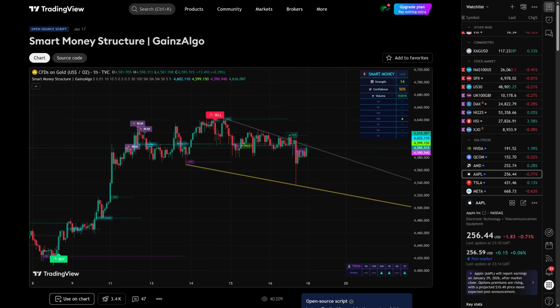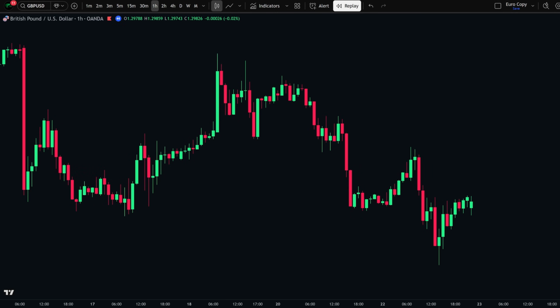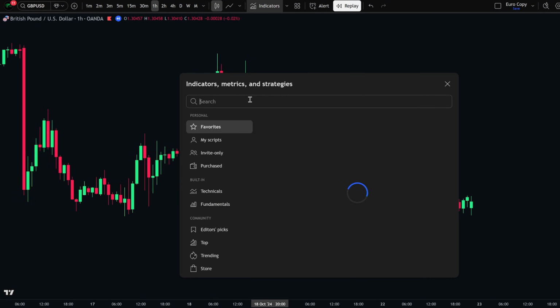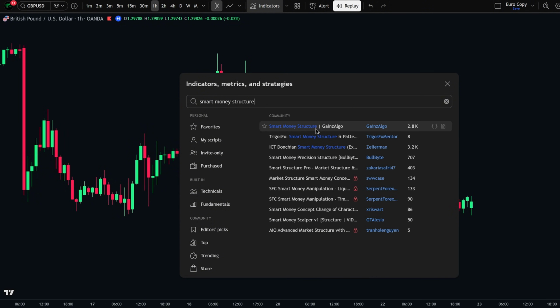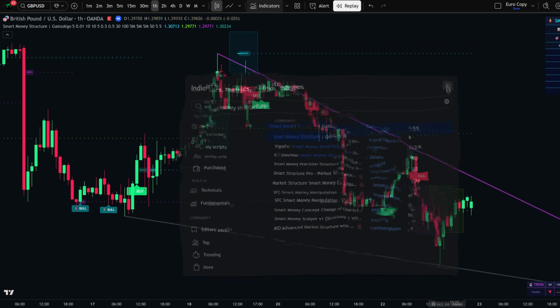How to add the indicator to your chart. First, open TradingView and make sure your chart is already open. At the top of the chart, click on the Indicators tab. Next, inside the search bar, type Smart Money Structure. Once you click on the indicator by GainzAlgo, it will instantly load on your chart with the default settings applied.